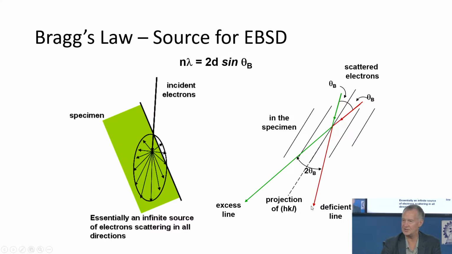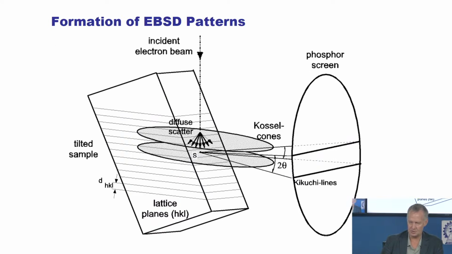Kikuchi called these deficient lines. Another one coming from the other side, come here, that's an excess line, right? The angle between this becomes 2 theta. That 2 theta angle is what defines the width of your patterns. So as you get scattering, here's all the lattice planes. The exact geometric projection of this is the bisecting line between these two hyperbola that form on the phosphor screen.